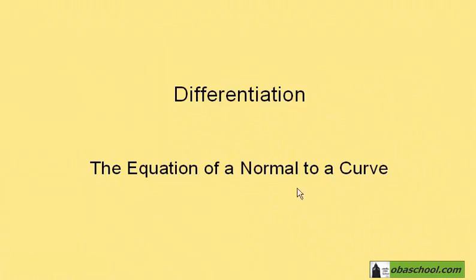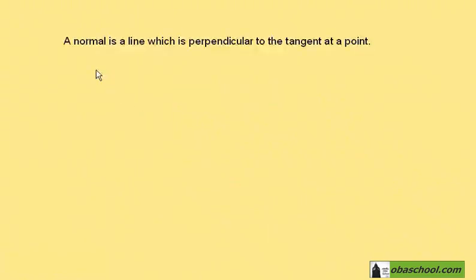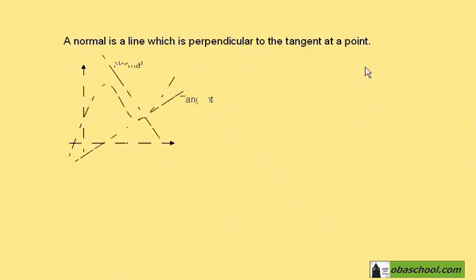We're now going to look at how to find the equation of a normal to a curve. A normal is a line which is perpendicular to the tangent at a point. Here we have a curve. The tangent is a line which just touches the curve at a point. The normal is a line which is at right angles to the tangent.